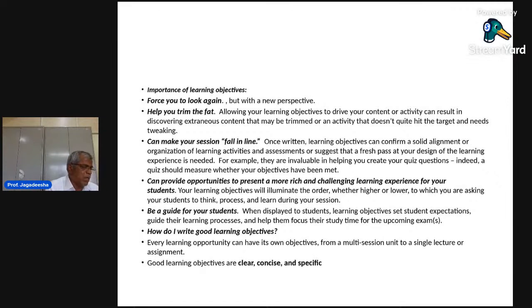Then, how do I write good learning objectives? Well, the learning objectives should be very clear, concise, and specific. There should not be any ambiguity. It's clear, concise, simple, and there should not be any kind of complexity. And again, it should not be macro, rather it should be micro. A big topic can be split into various smaller topics. This will become specific. Let's not speak about the business environment in general. There are various aspects; you must focus only on one.